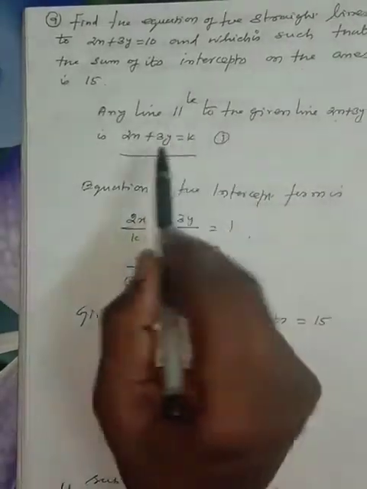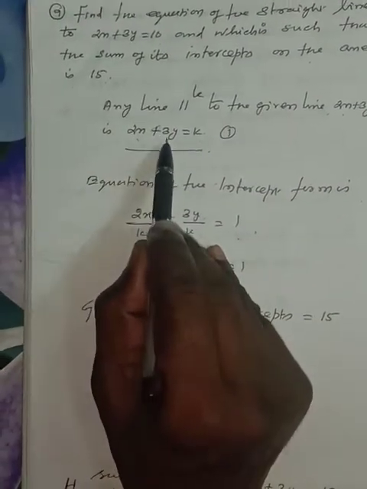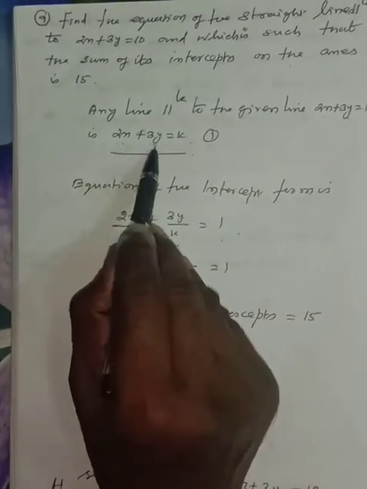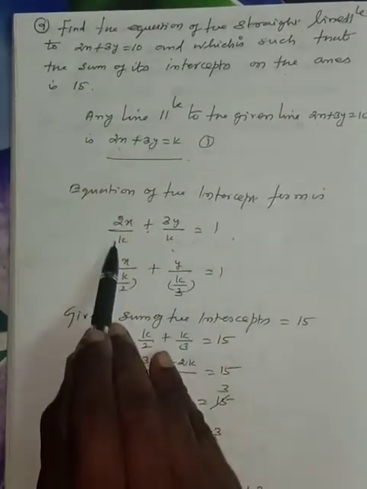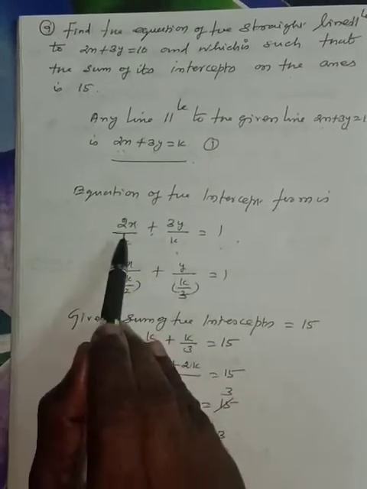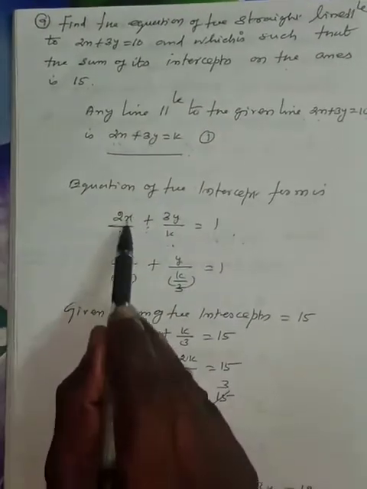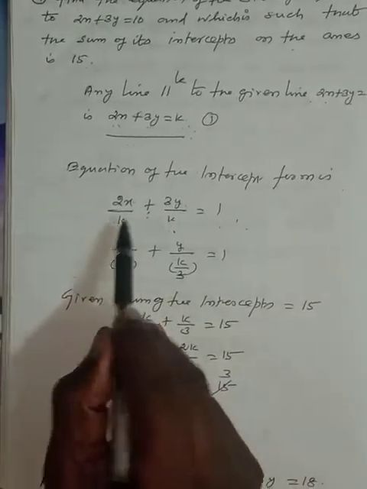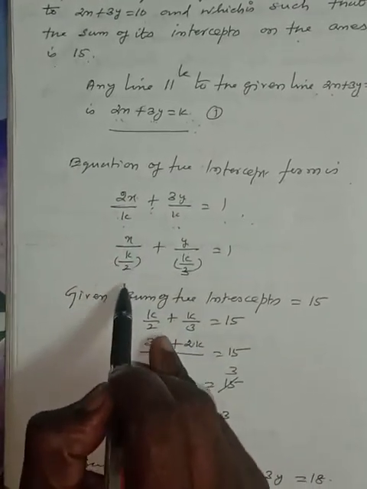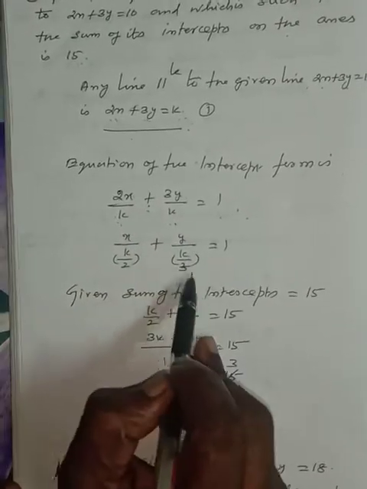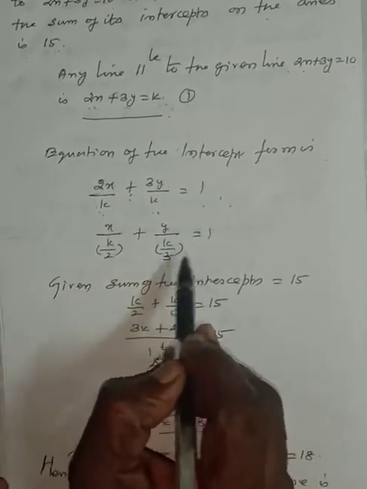Take this equation 2x plus 3y is equal to k, divide throughout by k on both sides, we get (2x plus 3y) whole divided by k is equal to 1. Now individual division will be taken, therefore 2x by k plus 3y by k is equal to 1. 2x divided by k can be written in the form of x divided by (k by 2) plus 3y divided by k can be written in the form of y divided by (k divided by 3) is equal to 1.